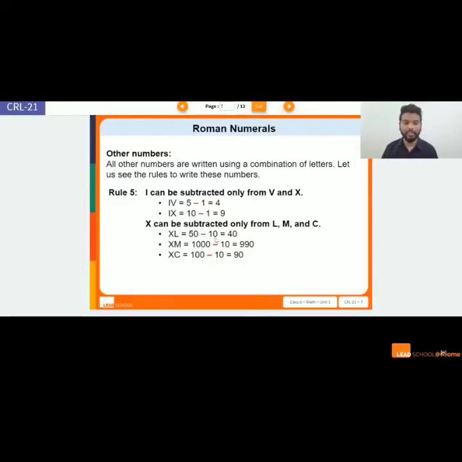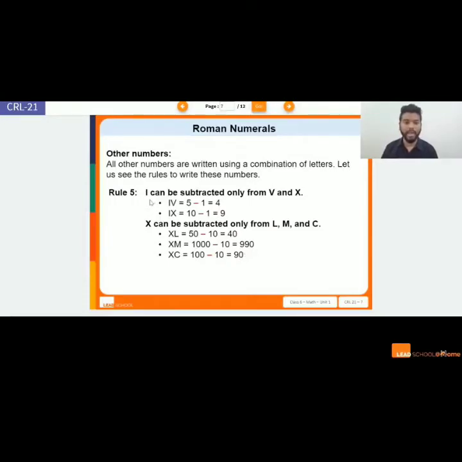XL is 50 minus 10, that is 40. My smaller number is to the left of my greater number, so I will subtract. X and M: M is 1000, so I'll subtract 10 from 1000, that is 990. XC: because it is on the left-hand side, subtraction is the operation. 100 minus 10 is equal to 90.